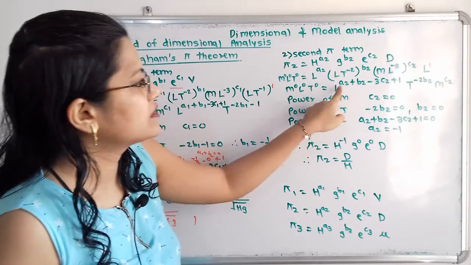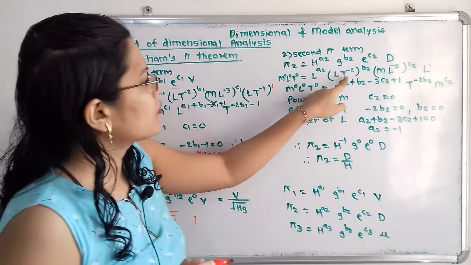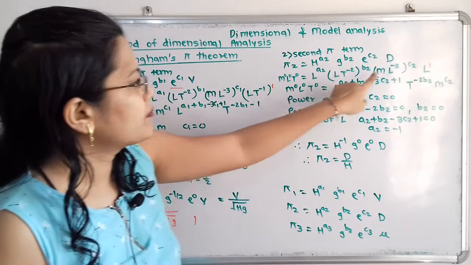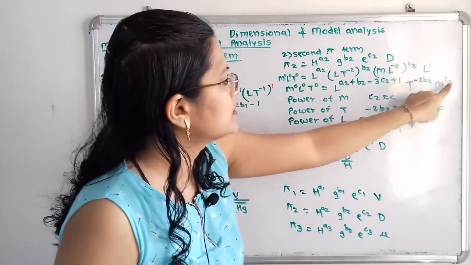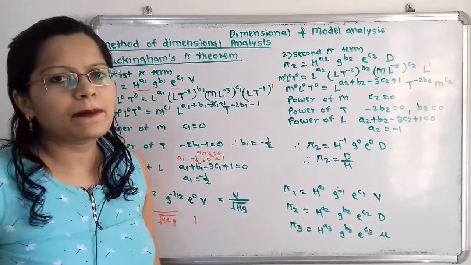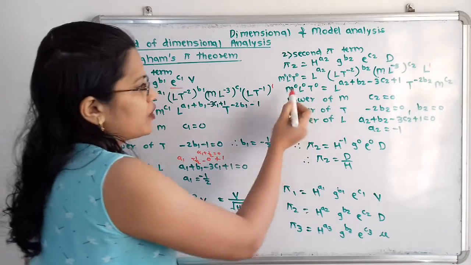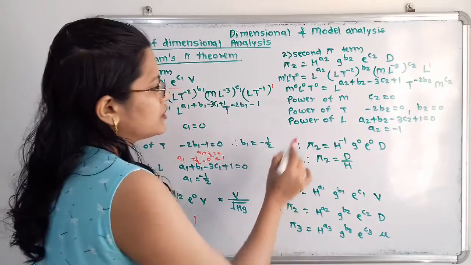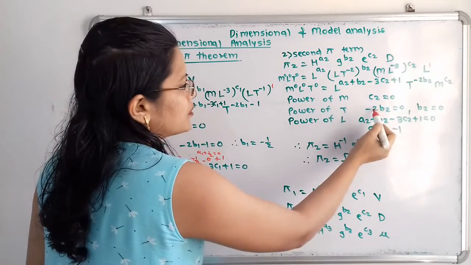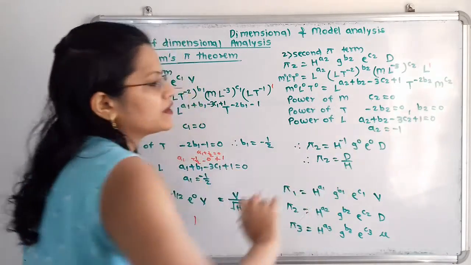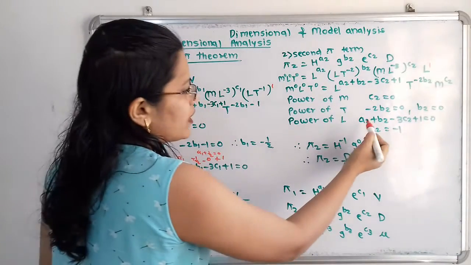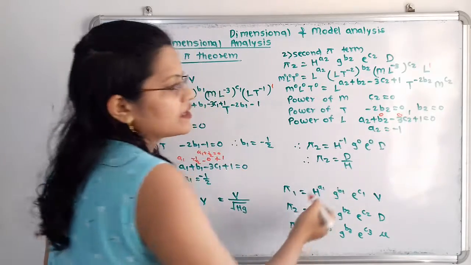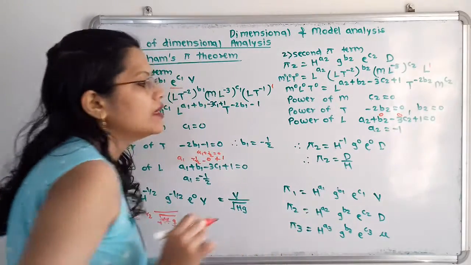So here this is the power of l. Then what is the power of t? So t raised to minus 2b2. And what is the power of m? So here m raised to c2. So now we will compare or equate the powers on left hand side and right hand side. So power of m, c2 is equal to 0. Power of t, here is minus 2b2. So minus 2b2 is equal to 0. That means b2 is equal to 0. So power of l. Now here b2 is 0, c2 is 0. So a2 plus 1 is equal to 0. That means a2 is equal to minus 1.